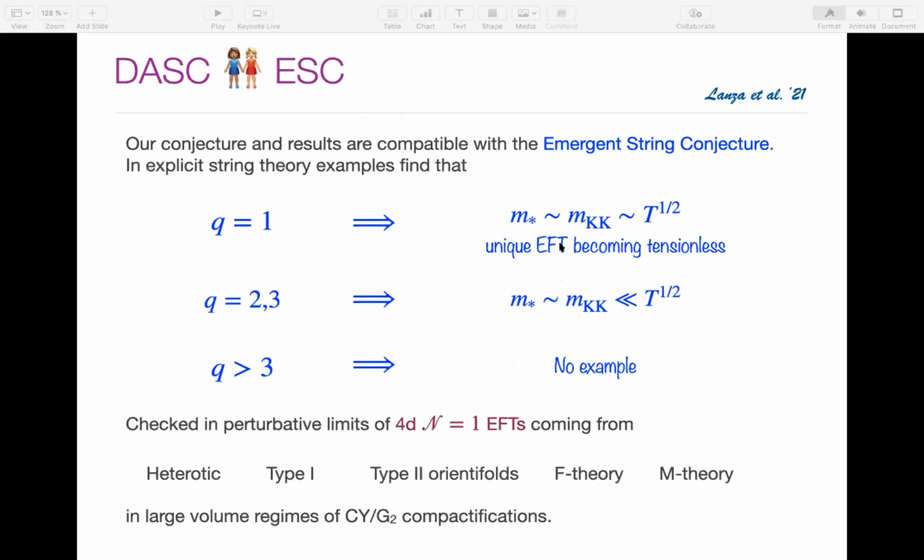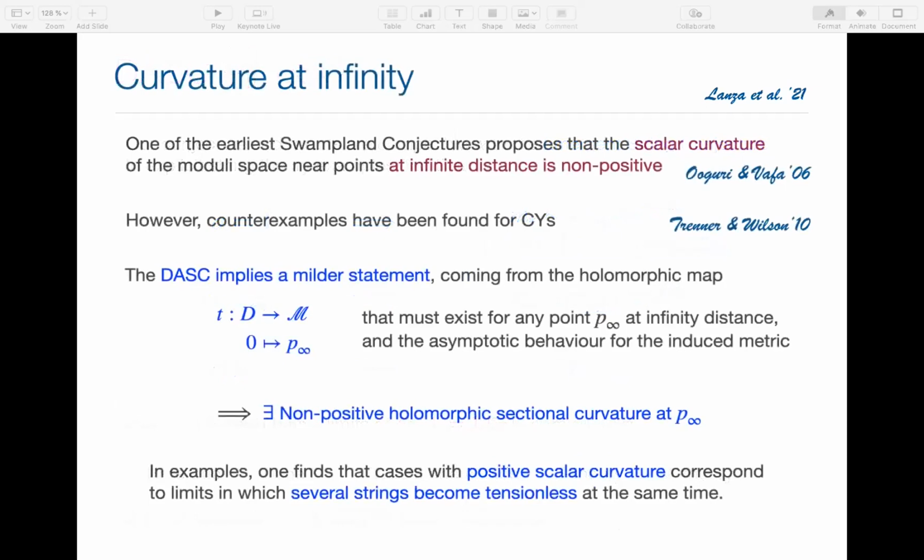So, this is something that we look at in the different corners. One can do the exercise in the typical supergravity regimes that we're used to, and you basically get this picture. This is, of course, by inspection.